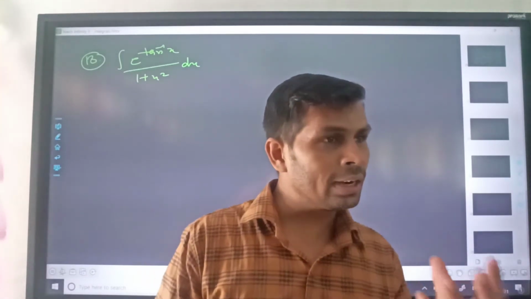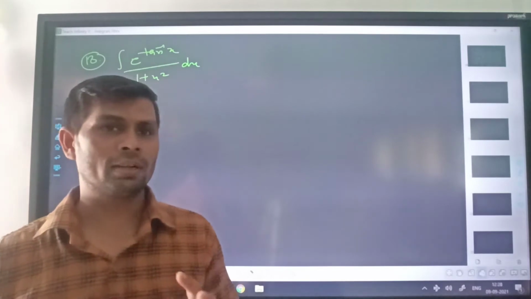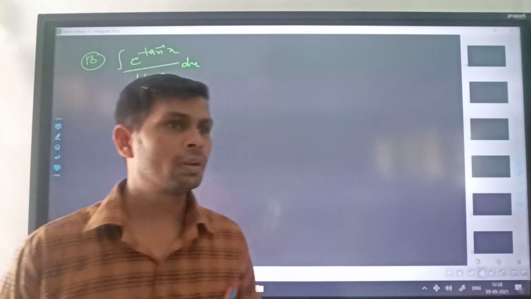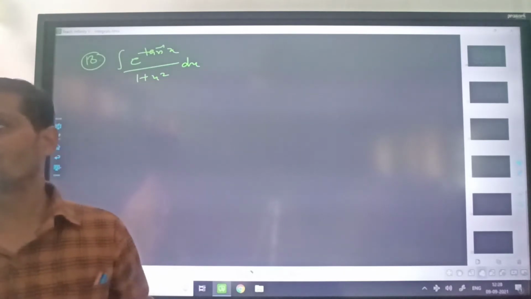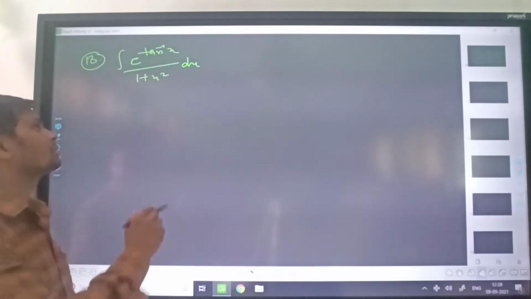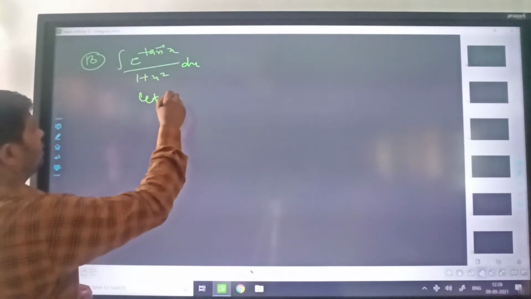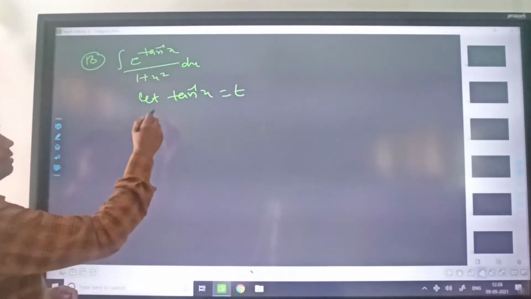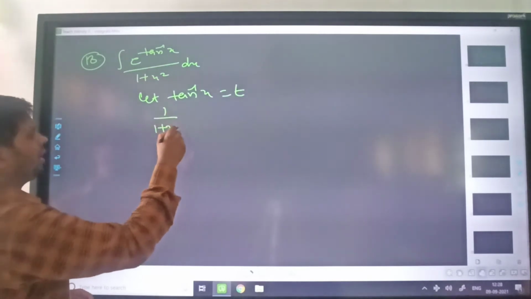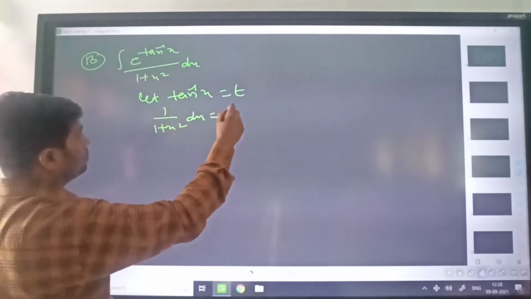So now you should identify the term which you will consider as t. Can you tell me which term? Tan inverse x, because its derivative, 1 upon 1 plus x square, is present. Yes, absolutely right. If I consider tan inverse x as t, then it automatically gives us 1 upon 1 plus x square dx equals dt.